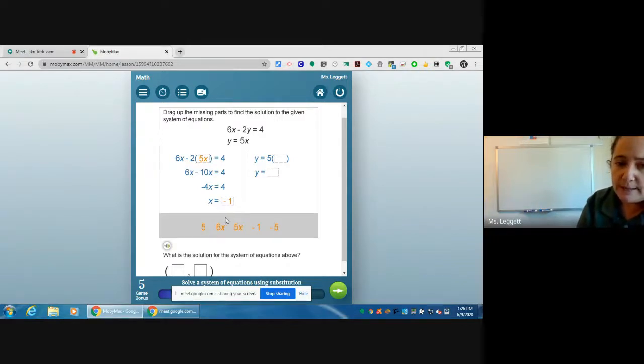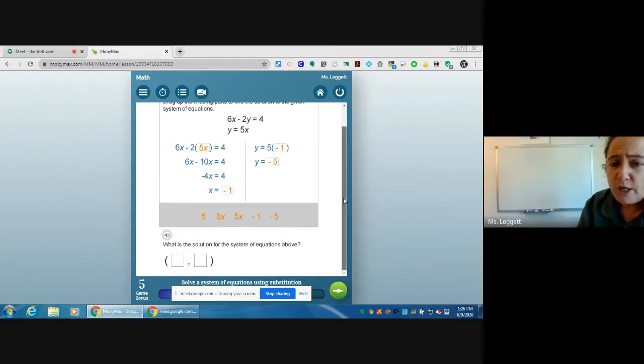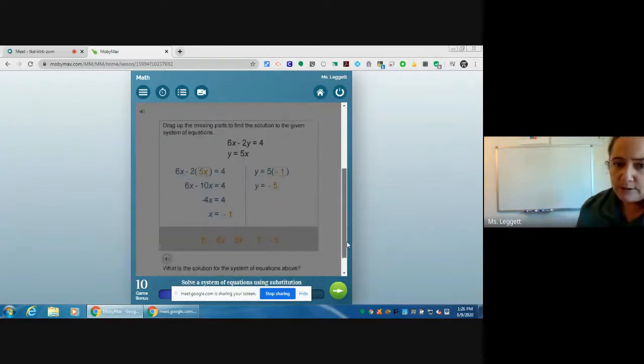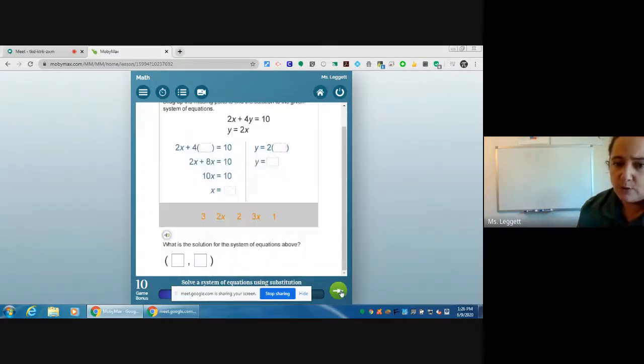Now that you know what x is, you could take it and you can plug it into this equation so that we could find out what y is. So let's put that there. And then what's 5 times -1? Well, that would be a -5. So what is the actual solution for the system? Remember that it's the intersecting point, which would be -1, comma, -5, according to the algebra that was done right here. Okay, now this is just a recap, so keep going.